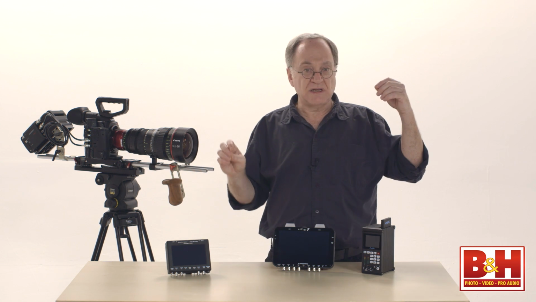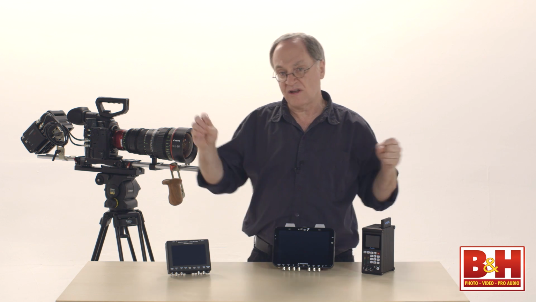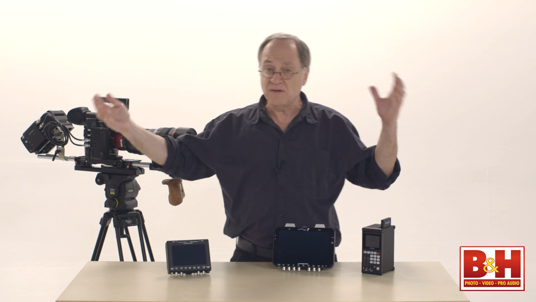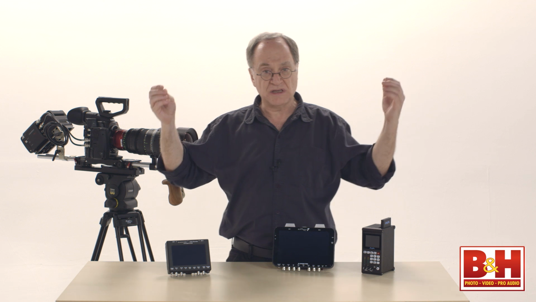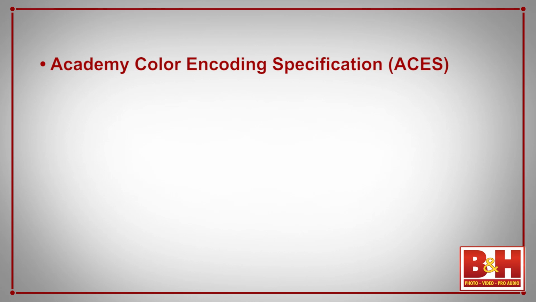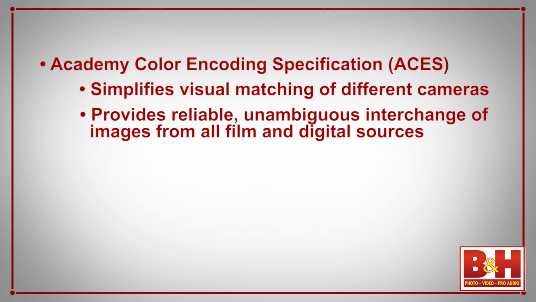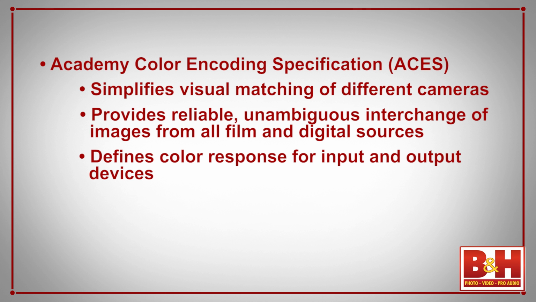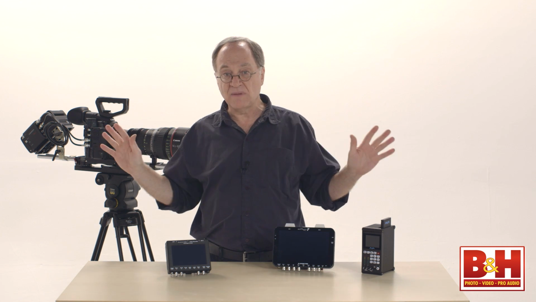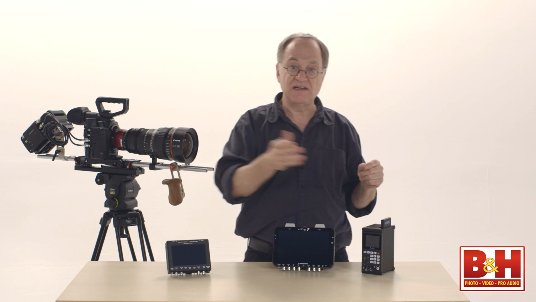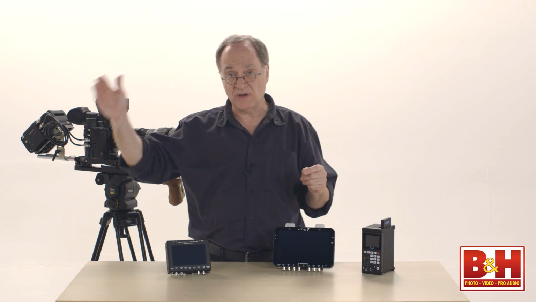In other words, it eliminates the possibility that what you see on the set and what you see in color grading will be different. It will be exactly the same, including the display devices. They will match. It simplifies, therefore, the visual matching of different cameras on location. It provides a reliable and an unambiguous interchange of images from all film and digital sources. It defines the color response for both input and output devices for an end-to-end color management, again, from filming to editing, grading, distribution, and screening.